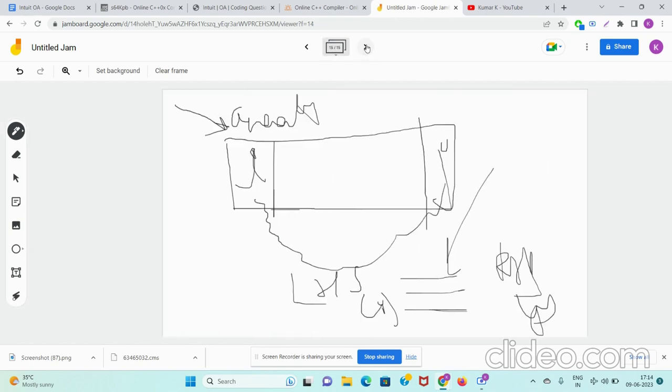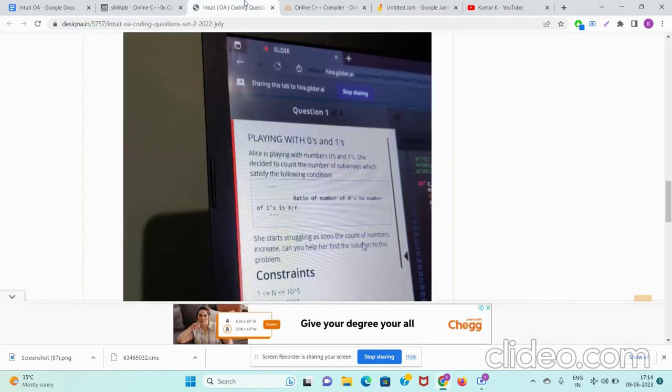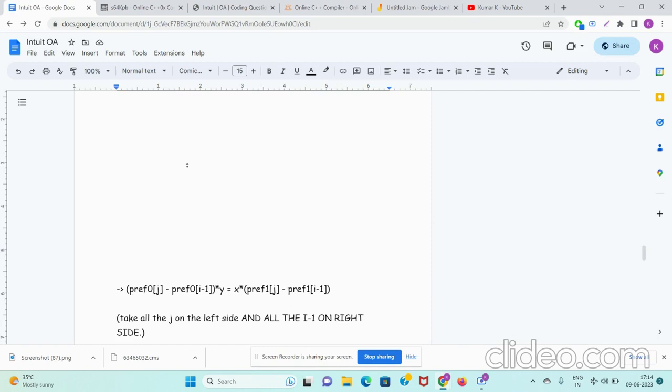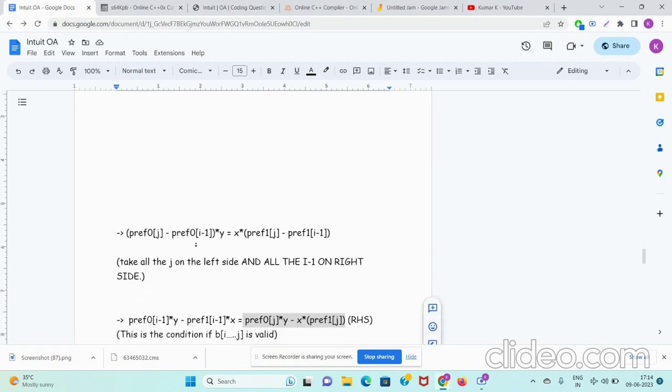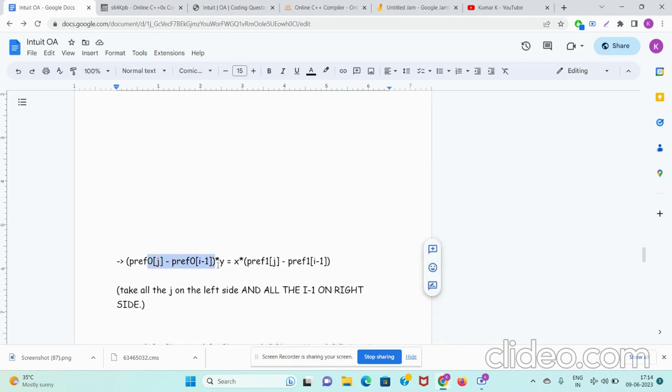So basically, why are we trying to make it? Why did I make the i and j in the formula different? See, earlier i and j were mixed up: j and i minus one in the LHS and j and i minus one in the RHS. If this was the equation, you would never be able to find your answer.